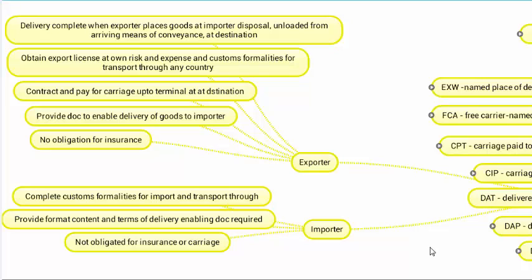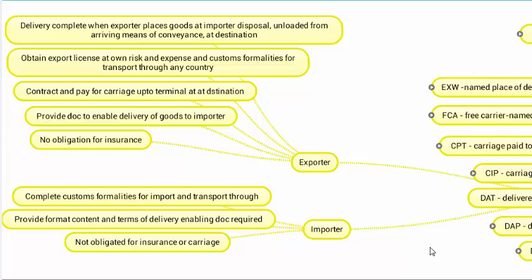He has to provide a document that will enable the importer to take delivery of goods. It is not necessarily a transport document. We are just saying any document that will enable him to take delivery of goods. He has to contract for and pay for carriage up to the terminal at the destination. He has to bring the goods up to the terminal at the destination that we are talking about.